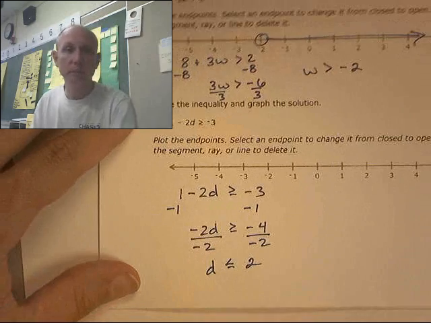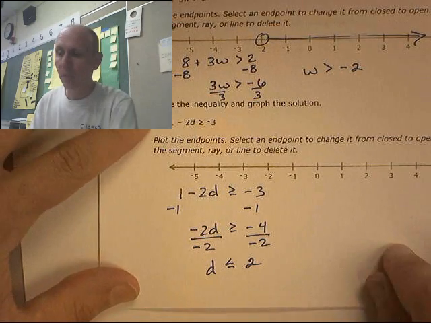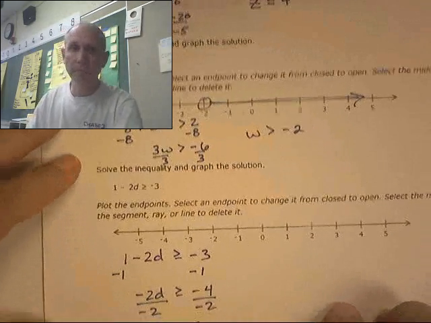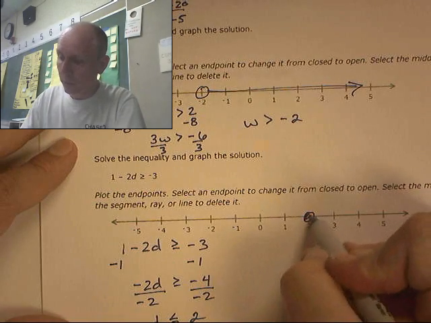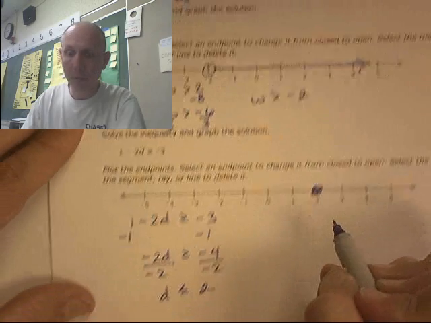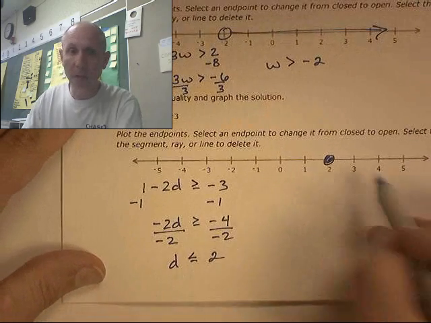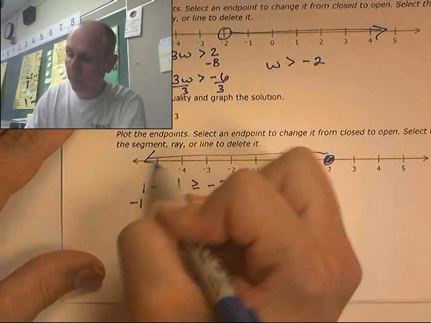Yep, and you can't see it. Sorry. Let's graph that. 2 is 2, closed circle, and I want numbers that are less than 2, so it's going to go this way.